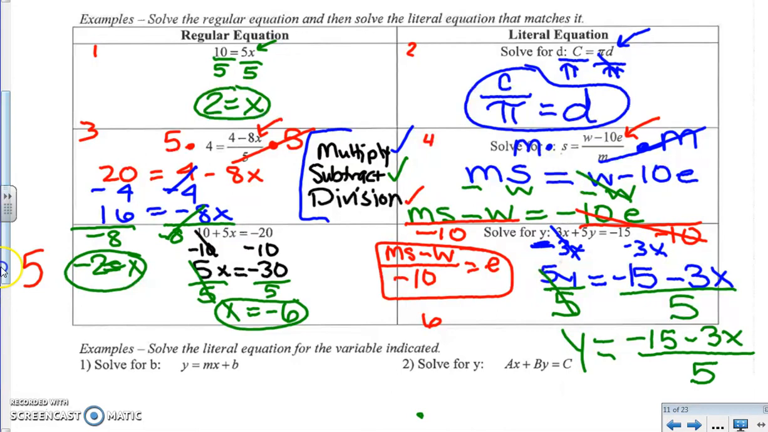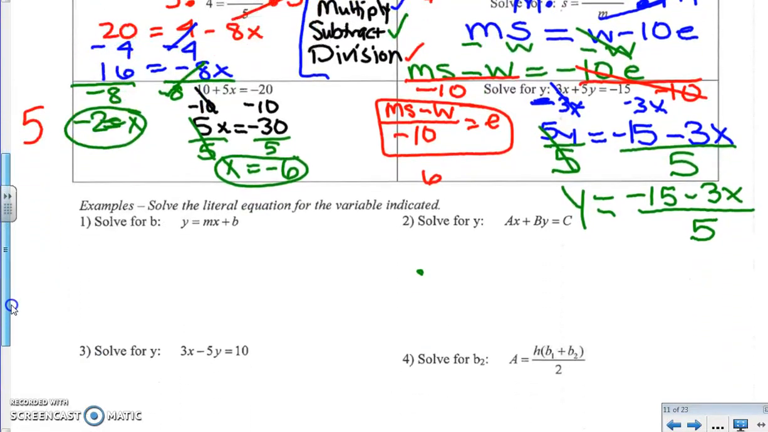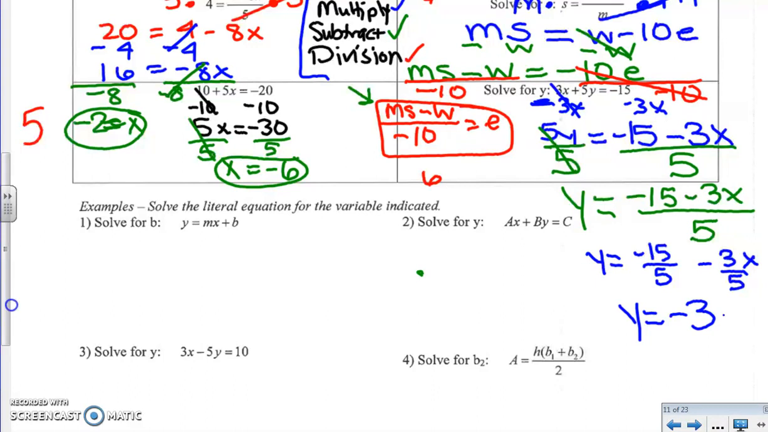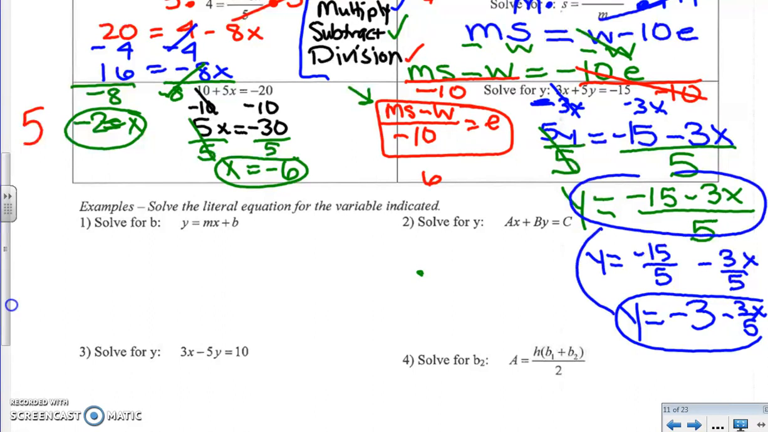We could actually take that answer one step further, as we could have with our earlier equation. We can split that answer into two parts. We would have y equals, first, -15 divided by 5, and then -3x also divided by 5. And we could reduce -15 divided by 5 to get -3, but we cannot reduce the fraction of -3x over 5. So that's just another way you could write this solution.